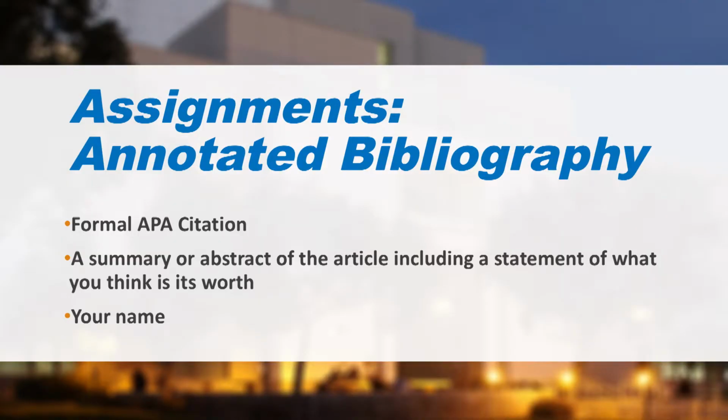The assignment is to create a group class annotated bibliography on diversity management. And by annotated, I mean that in addition to the formal APA citation, you provide a short paragraph summary or abstract of the article, including a statement of what you think its worth is. You will post at least 3 articles with a citation and a 1-paragraph summary, but if there are more that you find, go ahead and post them as well.